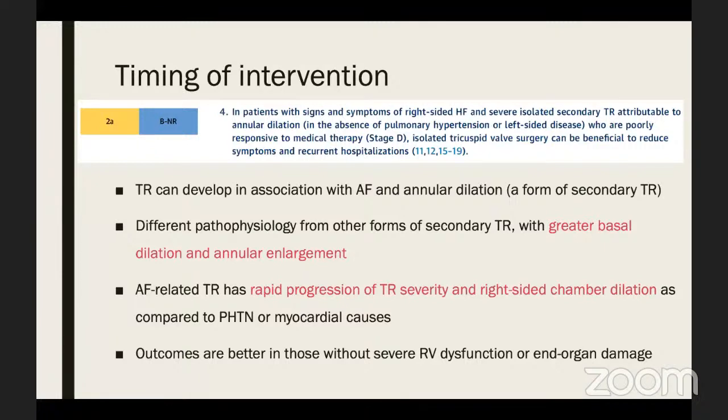So tricuspid regurgitation can develop in association with atrial fibrillation and annular dilatation. This is a form of secondary TR. It does have a different pathophysiology from the other forms of secondary TR with greater basal dilation and annular enlargement. Atrial fibrillation-related tricuspid regurg has rapid progression of TR severity and right-sided chamber dilation as compared to that with pulmonary hypertension or myocardial causes like dilated cardiomyopathy. And the outcomes are, again, better in those who don't have severe RV dysfunction or end organ damage.